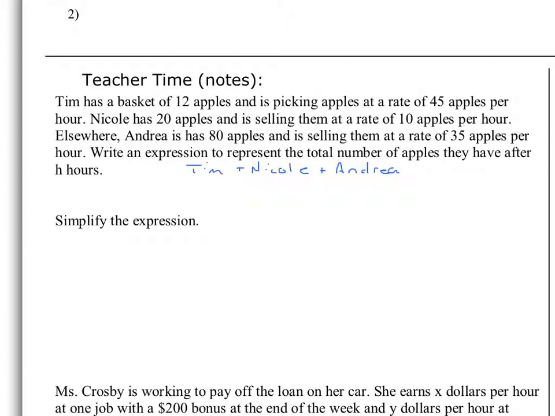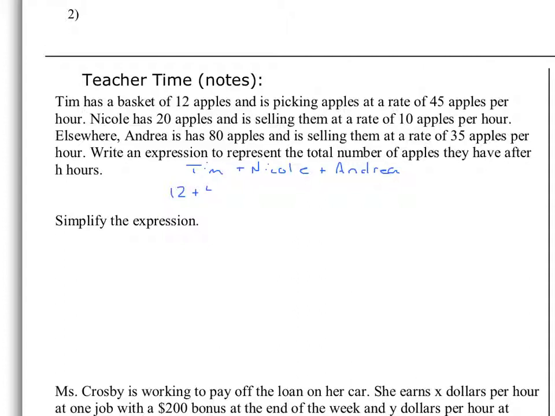So I want to start with Tim, and I want to start with how many apples he already has, because that's going to be my starting point. How many apples does Tim already have? Jacob? 12 apples. And it says he's picking apples at a rate of 45 apples per hour. So is he adding to the number of apples that the group has, or taking away from the number of apples that the group has? Give me a kip yes if he's adding, and a kip no if he's taking away. Good, so we're going to say that he's adding.